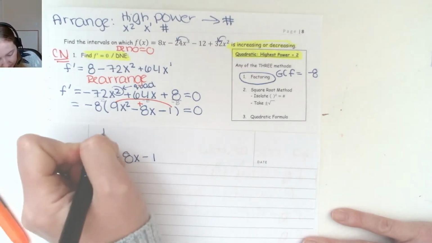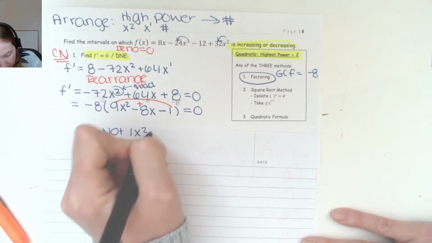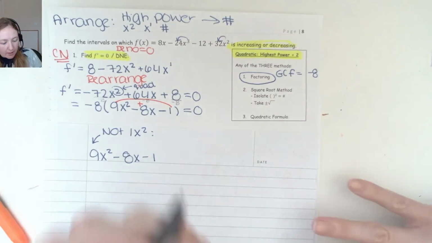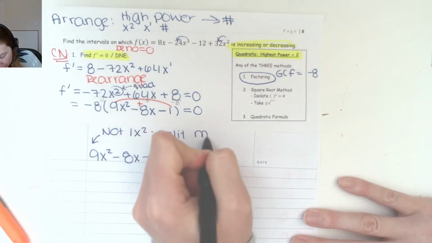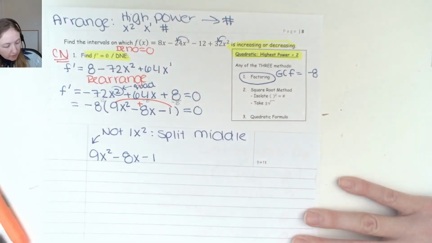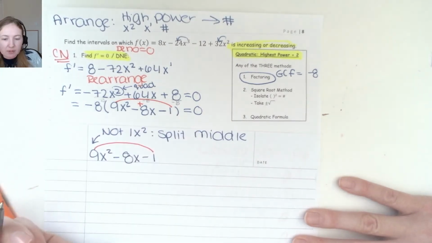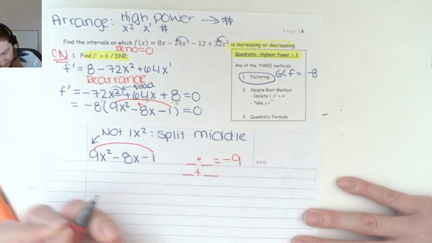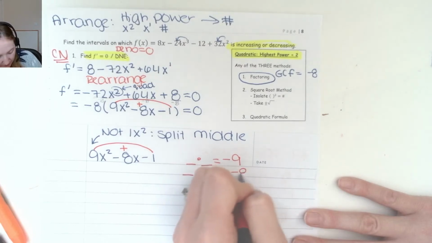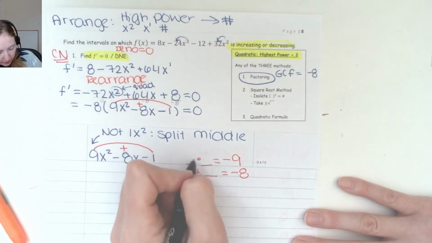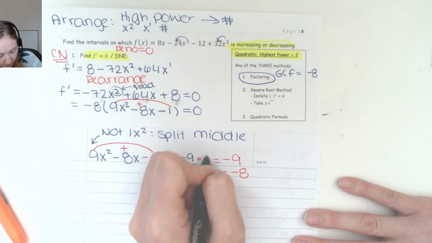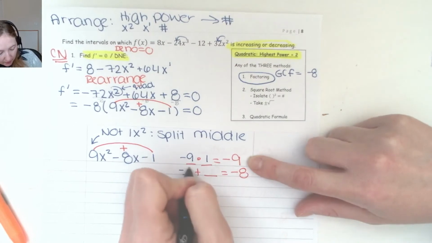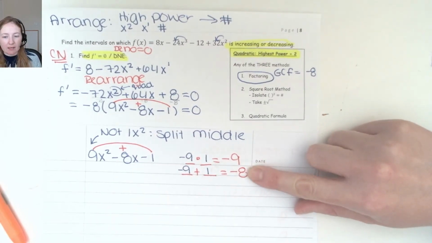You'll notice that this is not a 1x squared. And because of that, the factoring is going to be more involved. Specifically, I will need to split the middle term. So here's how this is going to work. I'm going to look at the factors of the first times the last, so factors of -9 that add up to -8. Those factors are going to be a -9 and a +1. They would multiply together to give me the -9, and they would add together to give me the -8.